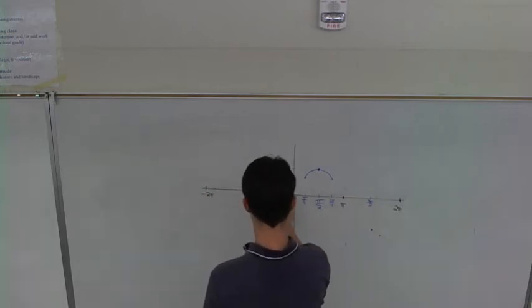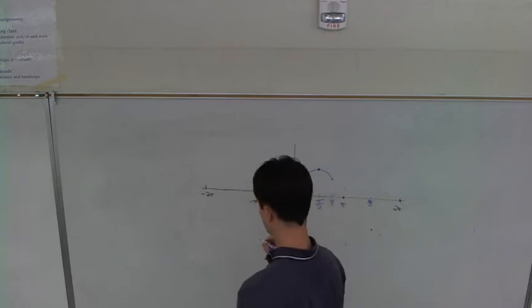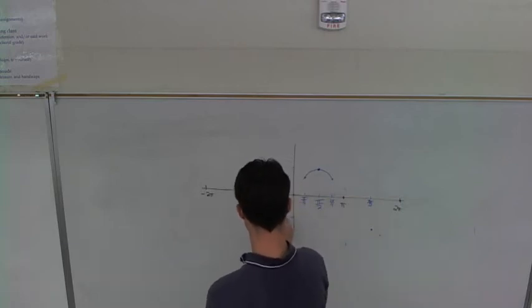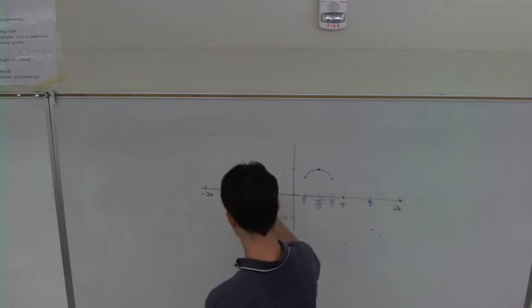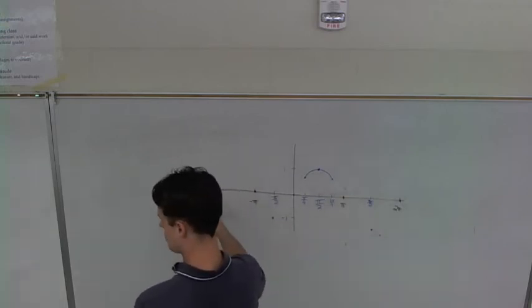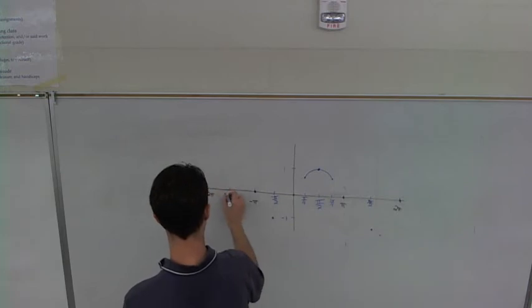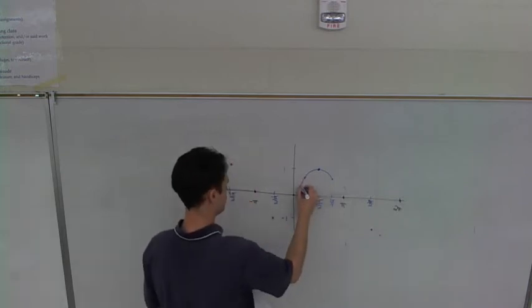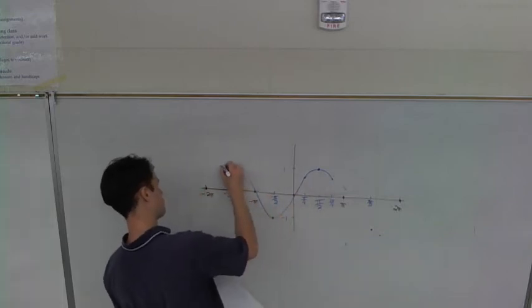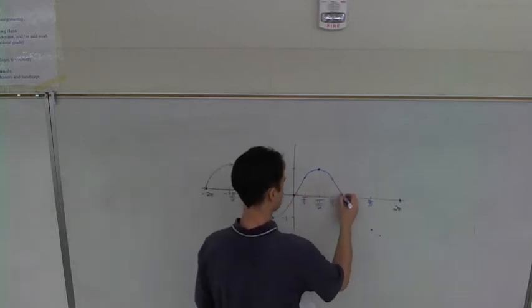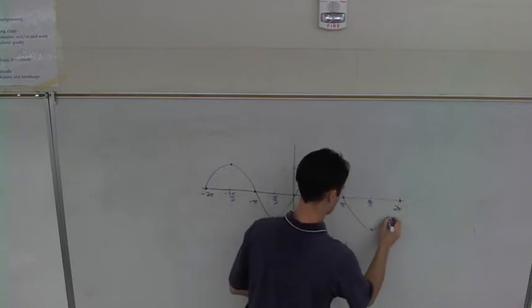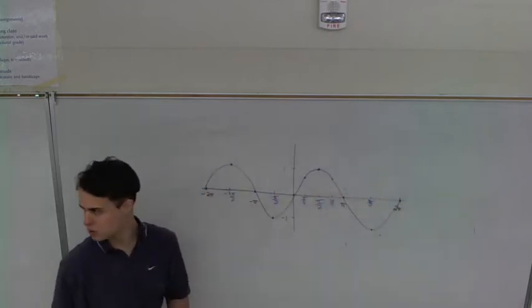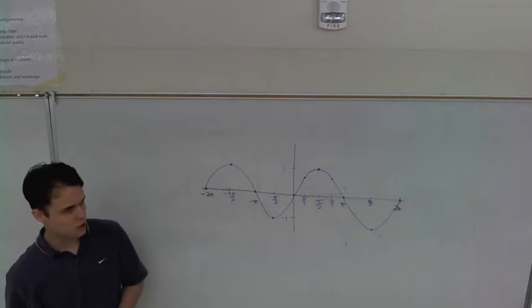Anthony, negative pi over 2, what do you got? -1. That sounds good. Negative pi, 0. -2 pi, 0. And -3 pi over 2, 1. So now if we connect all those points, we should have that. Ooh, that doesn't look good. Well, it should look like that. Okay, so there's the sine function.